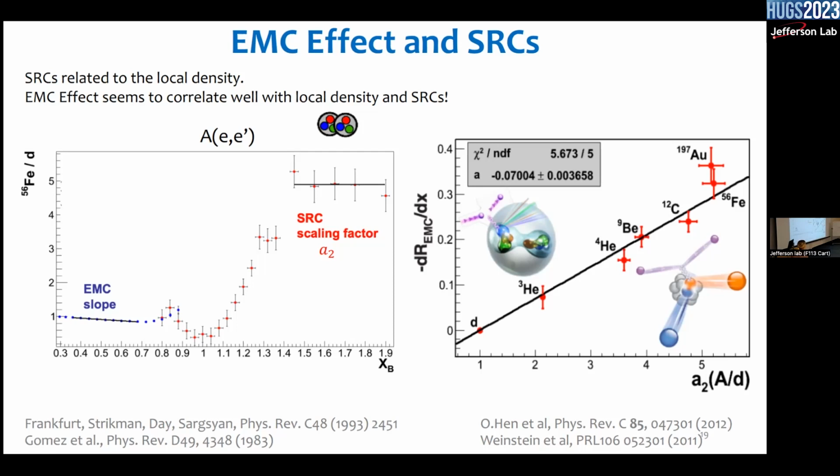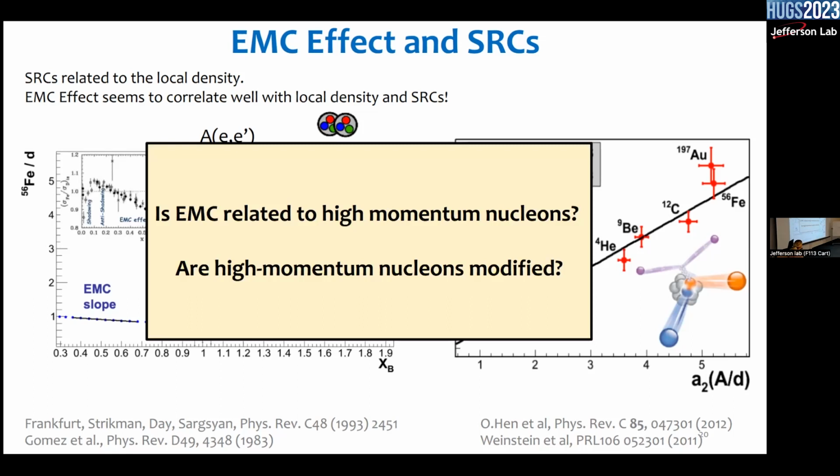So this is related, again, back to our discussion of the local density. These things line up pretty well, where deuterium, of course, is where you anchor things, and you take everything relative to that, but you can measure this effect. So this was important, and it got people thinking really hard about spending a lot more time understanding short-range correlations. And so the question becomes, is the EMC effect related to just the high-momentum nucleons?